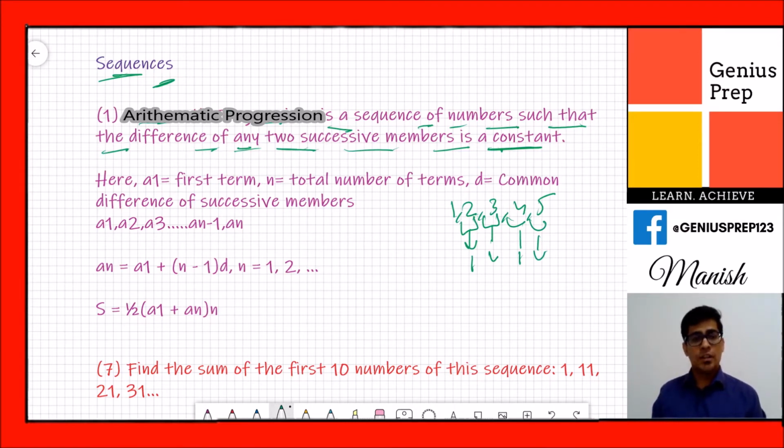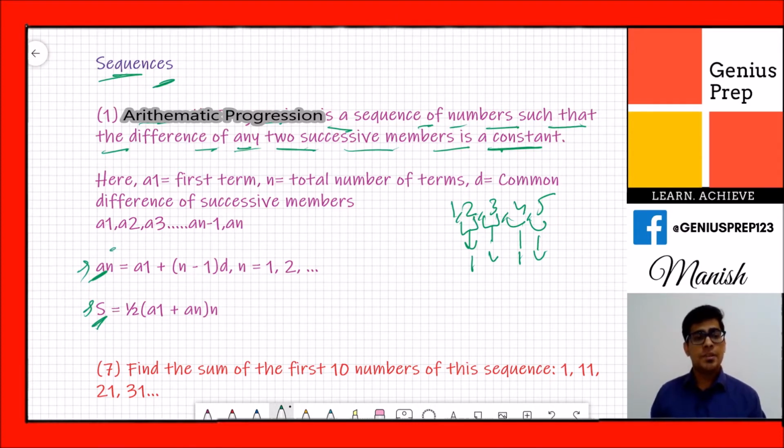Okay, so for arithmetic progression, there are two formulas. First is for the nth term, second is for the sum of the terms. Why am I telling you these formulas? Because in the exam you will directly see the question: find the value of the nth term, or what is the sum of these many terms. So you can directly put the values in the formula and you get the answer.